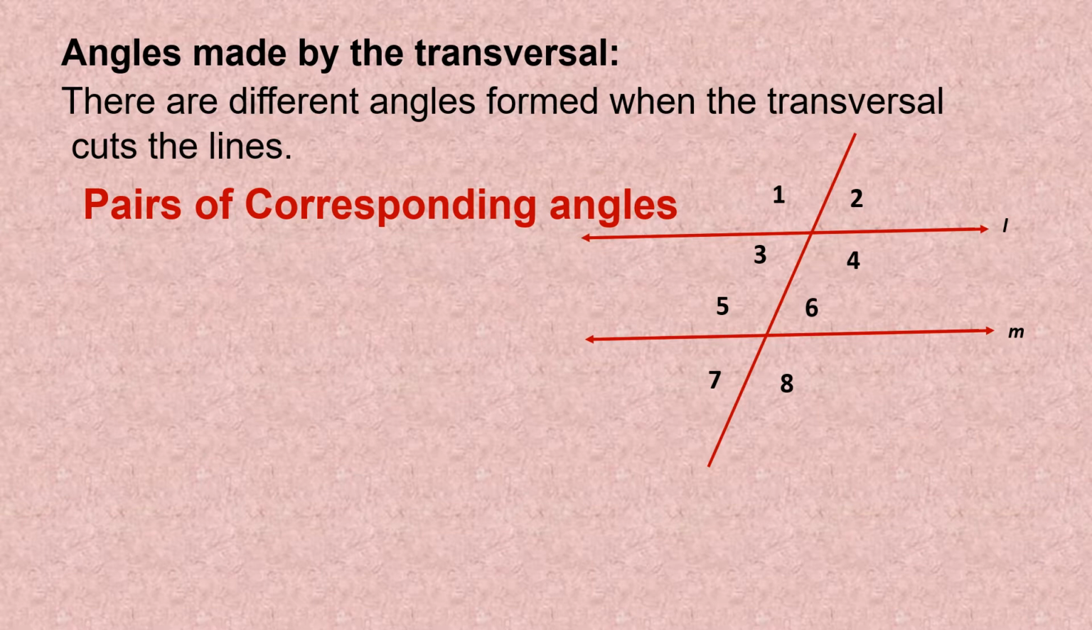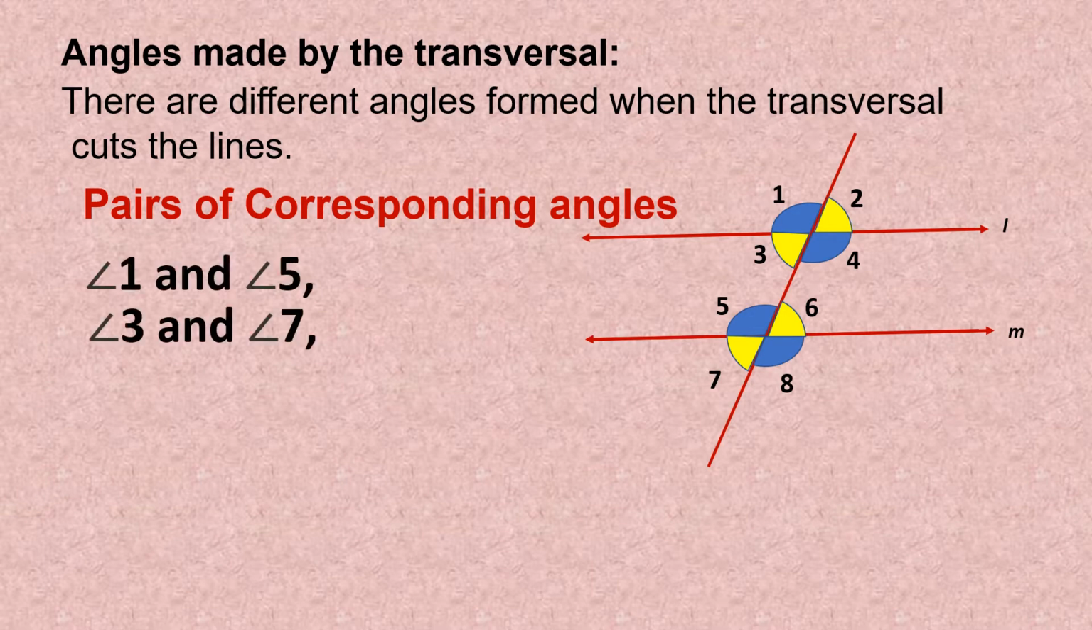Now let us see what are the pairs of corresponding angles. Angle 1 and angle 5 are corresponding angles. Angle 3 and angle 7 are corresponding angles. Like that, angle 2 and angle 6 are corresponding angles. And another pair of corresponding angles is angle 4 and angle 8. So we have angle 1 and angle 5, angle 4 and angle 8, angle 3 and angle 7, angle 2 and angle 6.